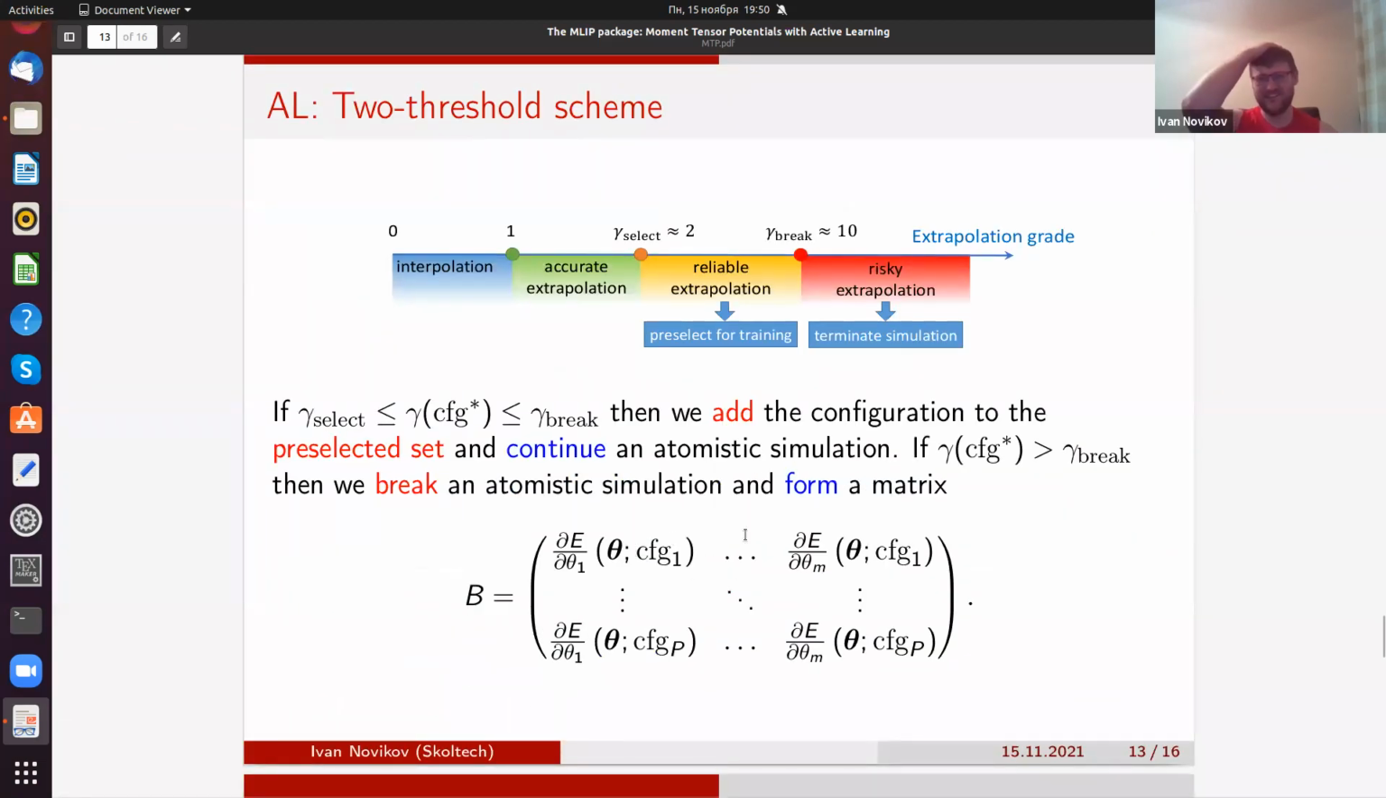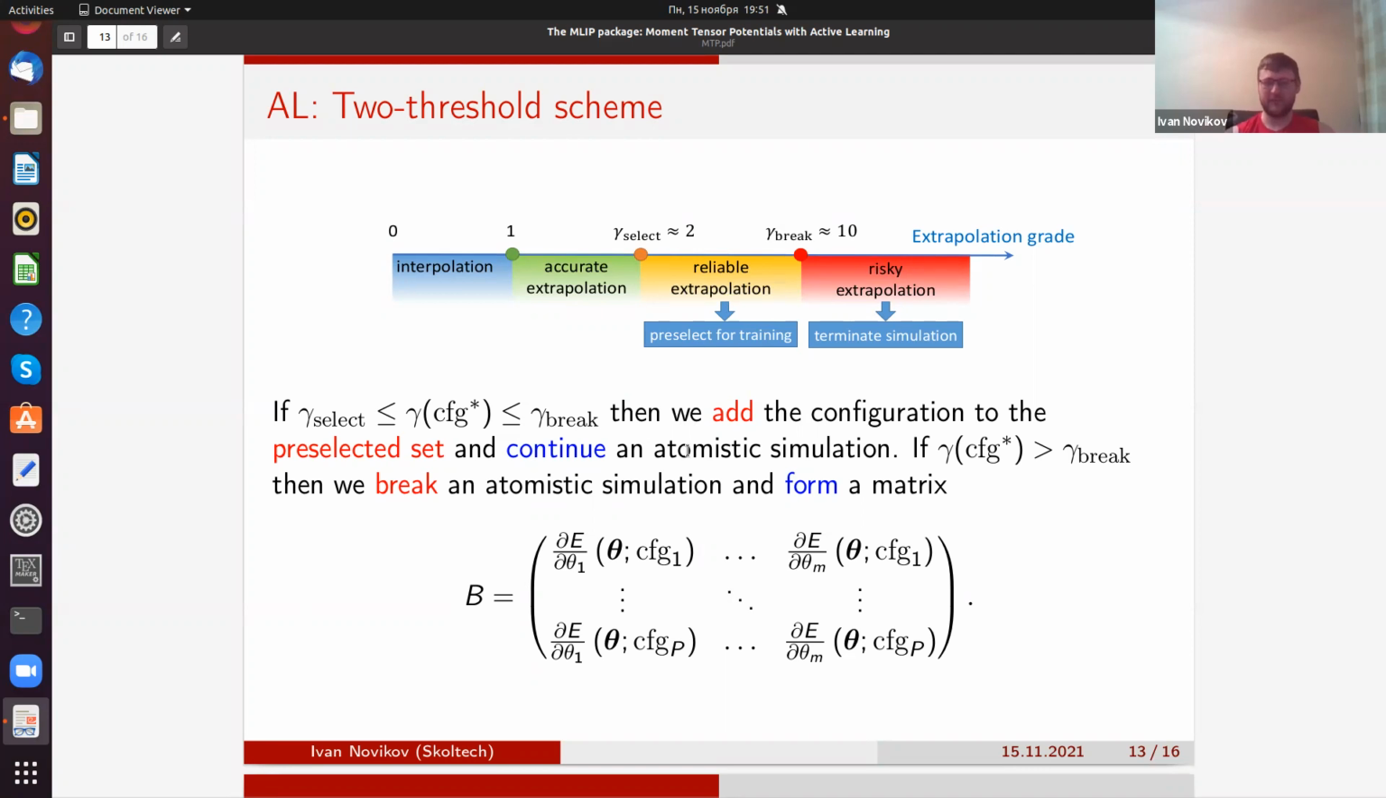And next is the third concept, the so-called two-threshold scheme. We introduce two levels, gamma select and gamma break. Gamma select is typically equal to 2, gamma break is typically equal to 10. In this diagram, we show that if the value of gamma of CFG is between 0 and 1, we deal with interpolation. If gamma is between 1 and 2, we deal with accurate extrapolation. If gamma is between 2 and 10, it is something like reliable extrapolation, but we consider this configuration as a candidate for the training set. So we add this configuration to the so-called preselected set.